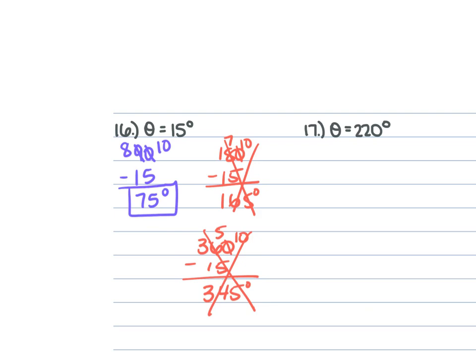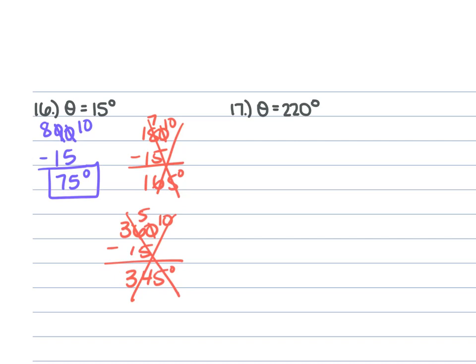For number 17, you have 220 degrees. So we're going to start with the 180. So 220 minus 180. The zeros stay. The 2 becomes a 12. The second 2 becomes a 1. So 12 minus 8 is 4. So 40 degrees is an acute angle. We're done.